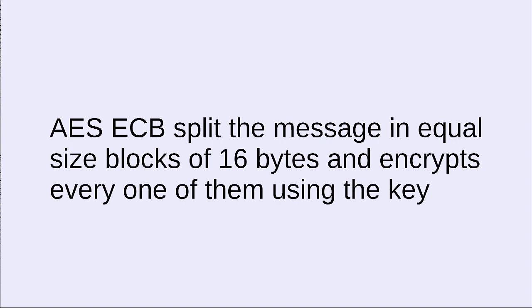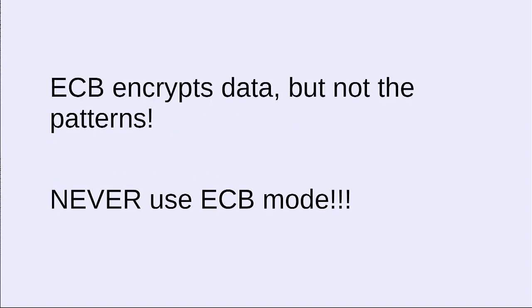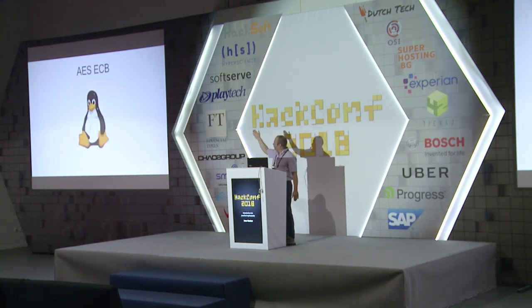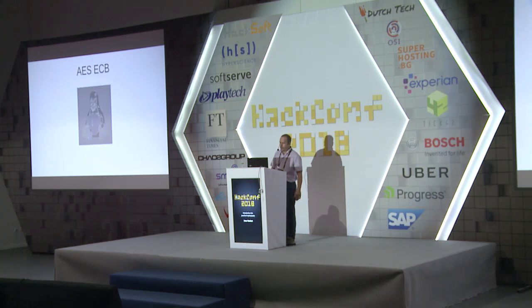But there is a big problem with ECB mode. And the problem is that it encrypts the data, but not the patterns. You must never use this mode in AES. Absolutely never. Just don't do it. And let me show you why. Let's say that we want to encrypt this message. And this is the result. So the colors are different, but the pattern exists. So if this was a text instead, using simple statistical analysis over character frequency, a lot of information will be revealed. So never use ECB.